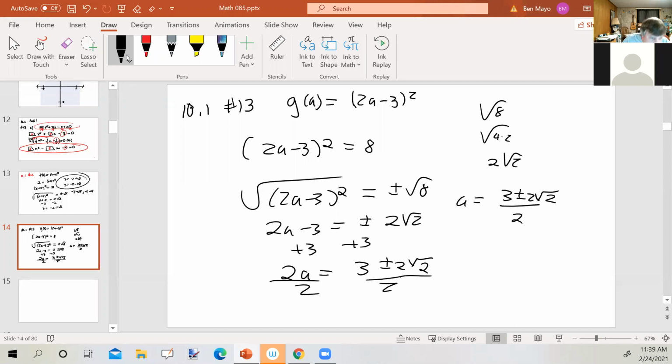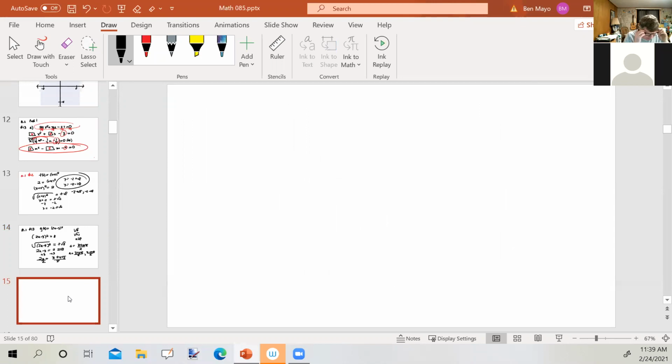So writing them separately in WebAssign, it would be a equals 3 plus 2 square roots of 2 all over 2, and then out here a comma, 3 minus 2 square roots of 2 all over 2. Okay, so that again takes us back a couple of days. And now we're going to move onward and look at the second part, 10.2 part 2, which is to look at some story problem applications.